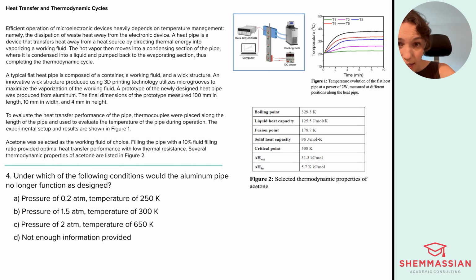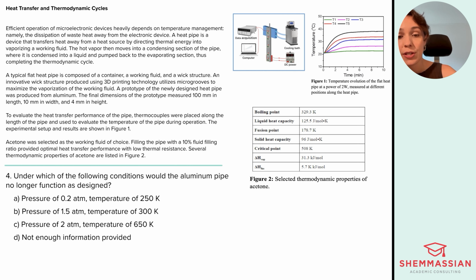But choice C gives us a temperature of 650 Kelvin, which is way above the critical point of 508 Kelvin. And that means the acetone is now a supercritical fluid. So there isn't a sharp interface between liquid and gas. Vaporization and condensation do not occur in the way that the system was designed to have them happen. And so if those phase changes can't happen, then the aluminum heat pipe won't be able to work correctly.